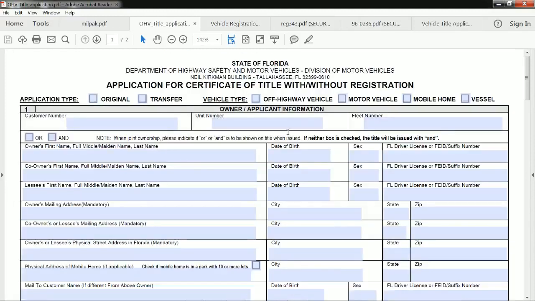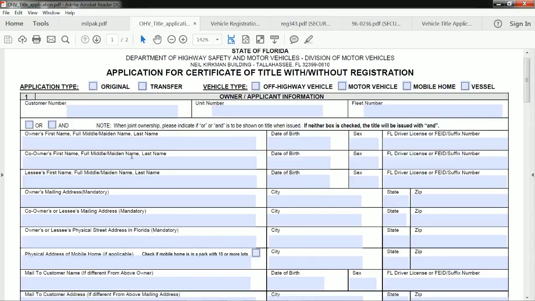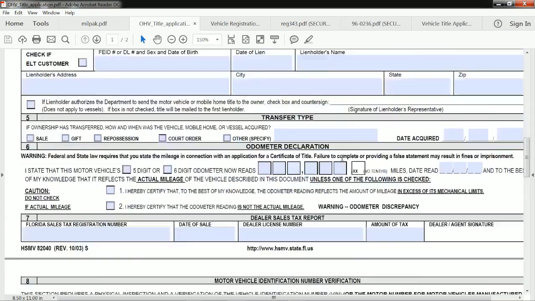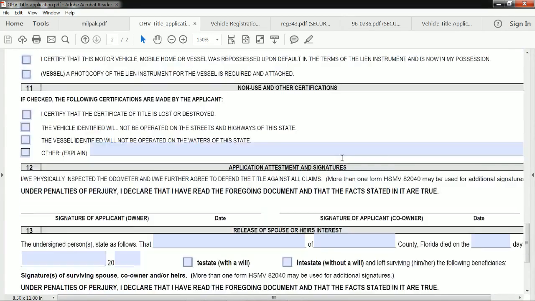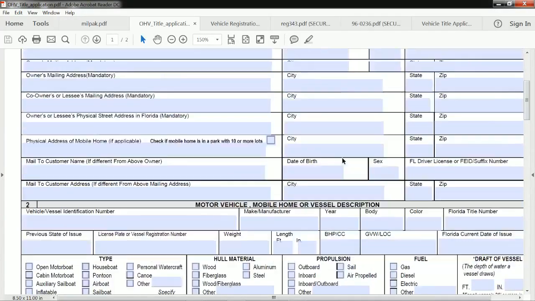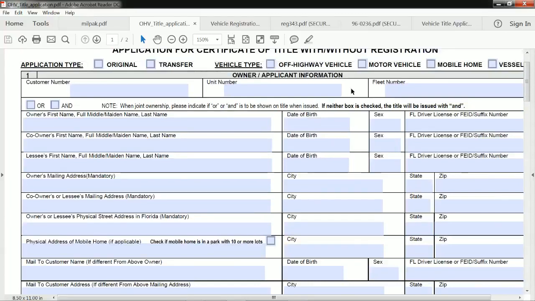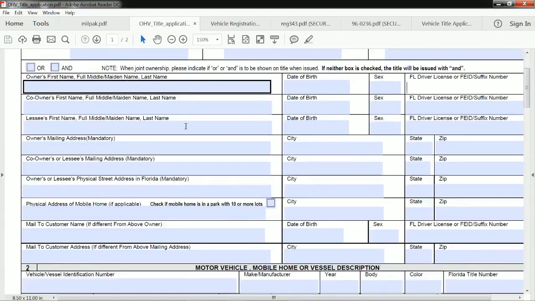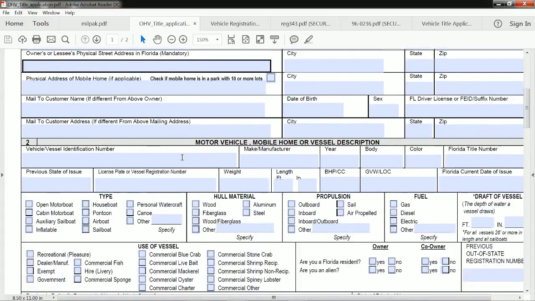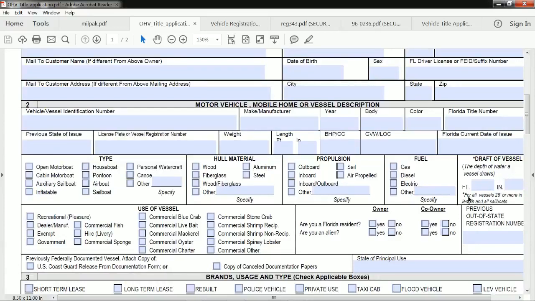This is the state of Florida. Owner's first name, full, middle, maiden name, last name. Florida driver's license or federal employer identification number / suffix number. Just to make it clear, I'm going to scroll down. Oh no, this is not for this one. So every state's documents are a little bit different. So here is where your EIN number would go. If I was in Florida, this is how I would do it. Fill out the information for the trust, mailing location, all that. Information about the vehicle, you can specify.